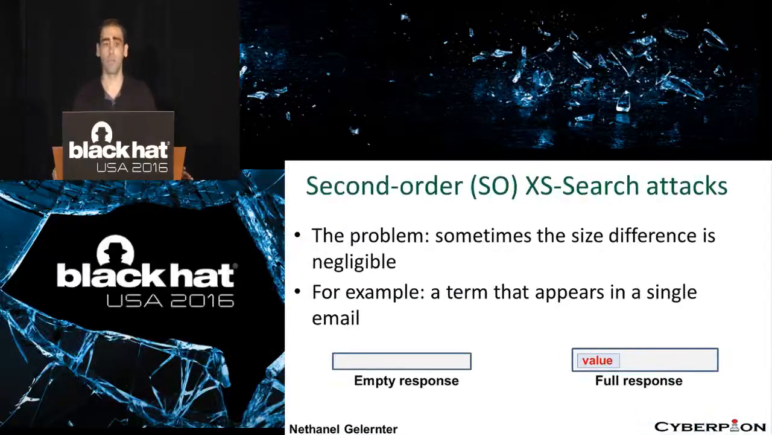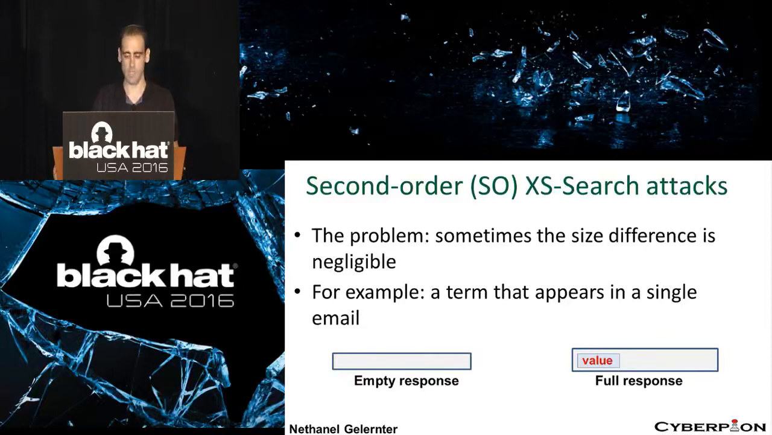Browser-based cross-site search attacks are really great, but there are still cases where they cannot be used. And we need to deal also with such cases. For example, if I want to attack some Gmail account and I want to detect whether a particular term appears in this account, and this term appears only once in the account, the size difference between an empty response and a full response that contains only a single entry of this term will be too small, and I will not be able to use browser-based cross-site search attacks effectively.